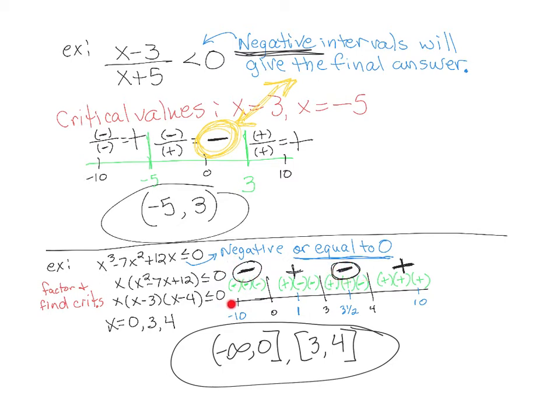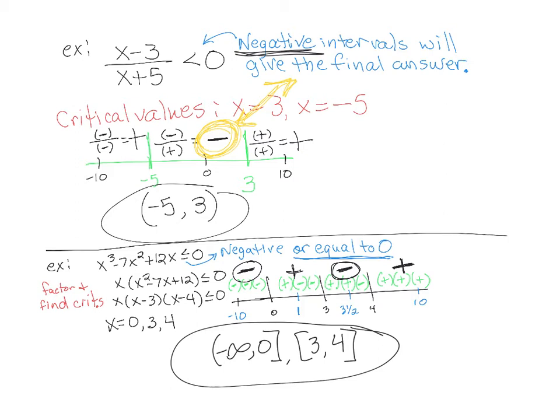And I'm going from minus infinity to 0. I never equal infinity. I box in the 0. The next interval is from 3 to 4, and I can equal my endpoints because I said it could equal 0 exactly, and that's how you do this problem.